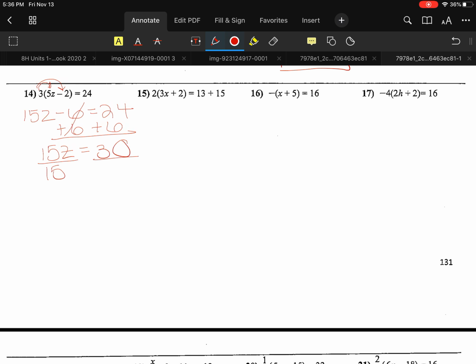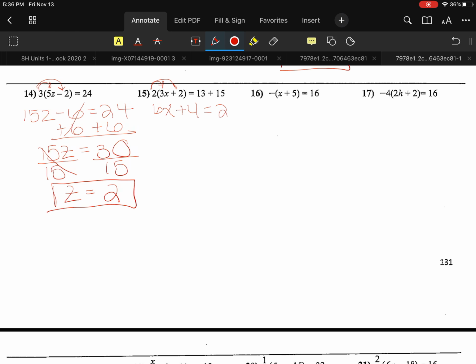15z equals 30. I'm then going to divide by 15. Z equals 2. Again, a lot of steps there. You have to distribute. Make sure you're using your inverse operations correctly. Make sure that you have all those steps correct, especially when we get to the negatives.